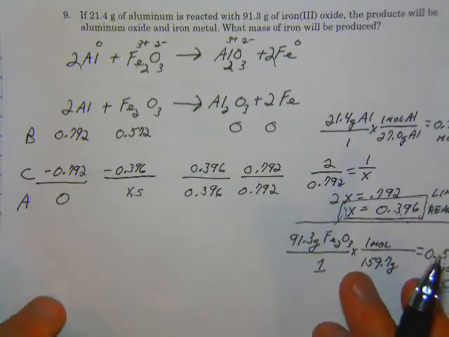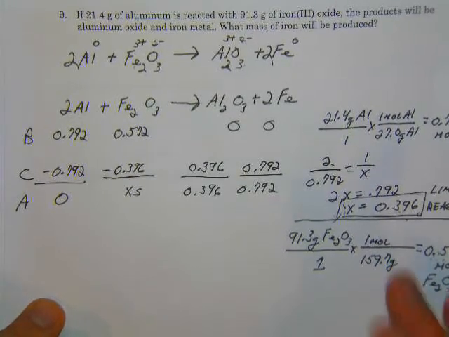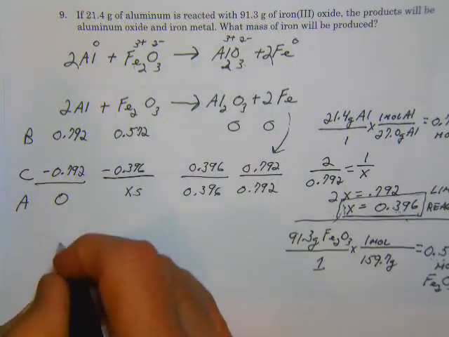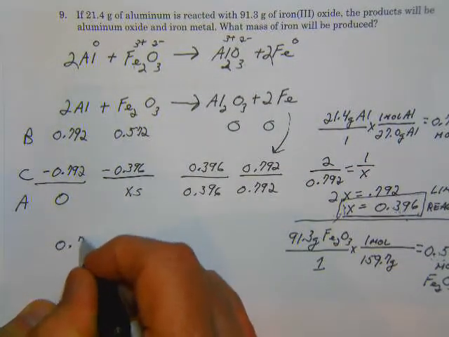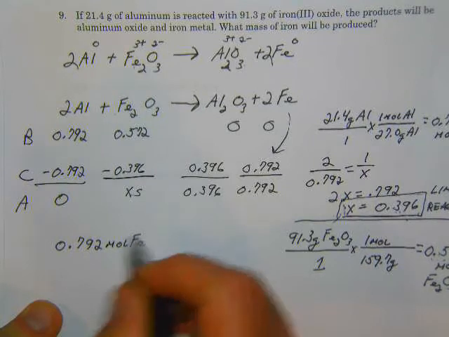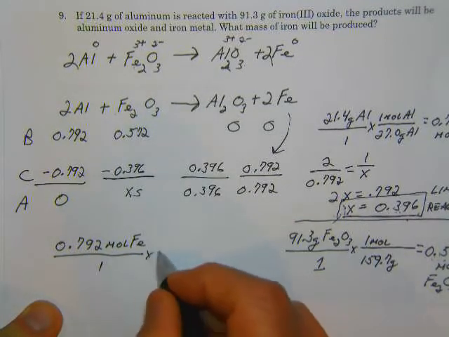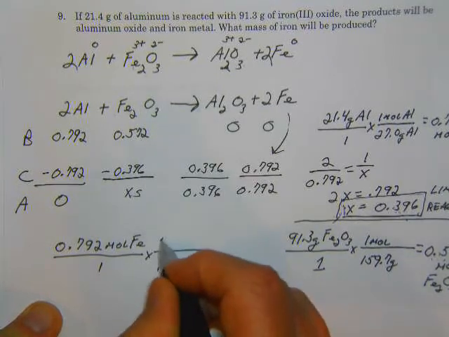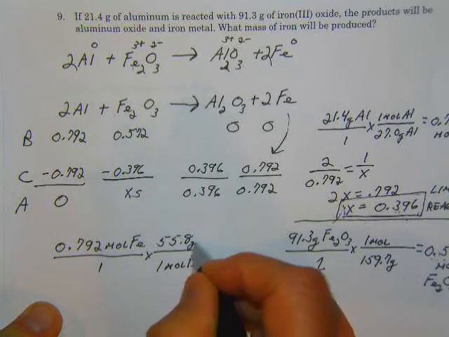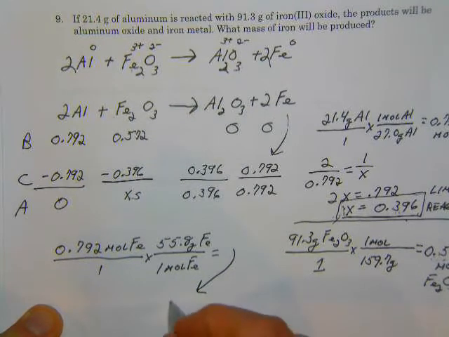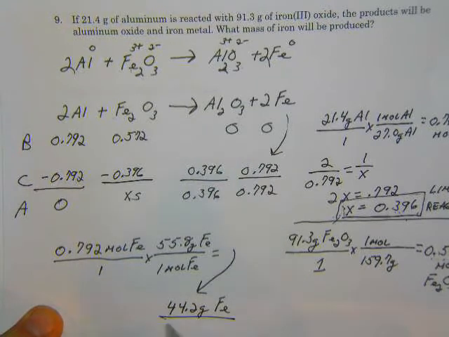Alright, so then the question asks, what mass of iron will be produced? Alright, here's our iron right here. Looks like we're going to have 0.792 moles of Fe over 1 times 1 mole of iron is 55.8 grams of iron. And I'll just bring it down here. Should end up being 44.2 grams of iron. This is going to be our final answer.